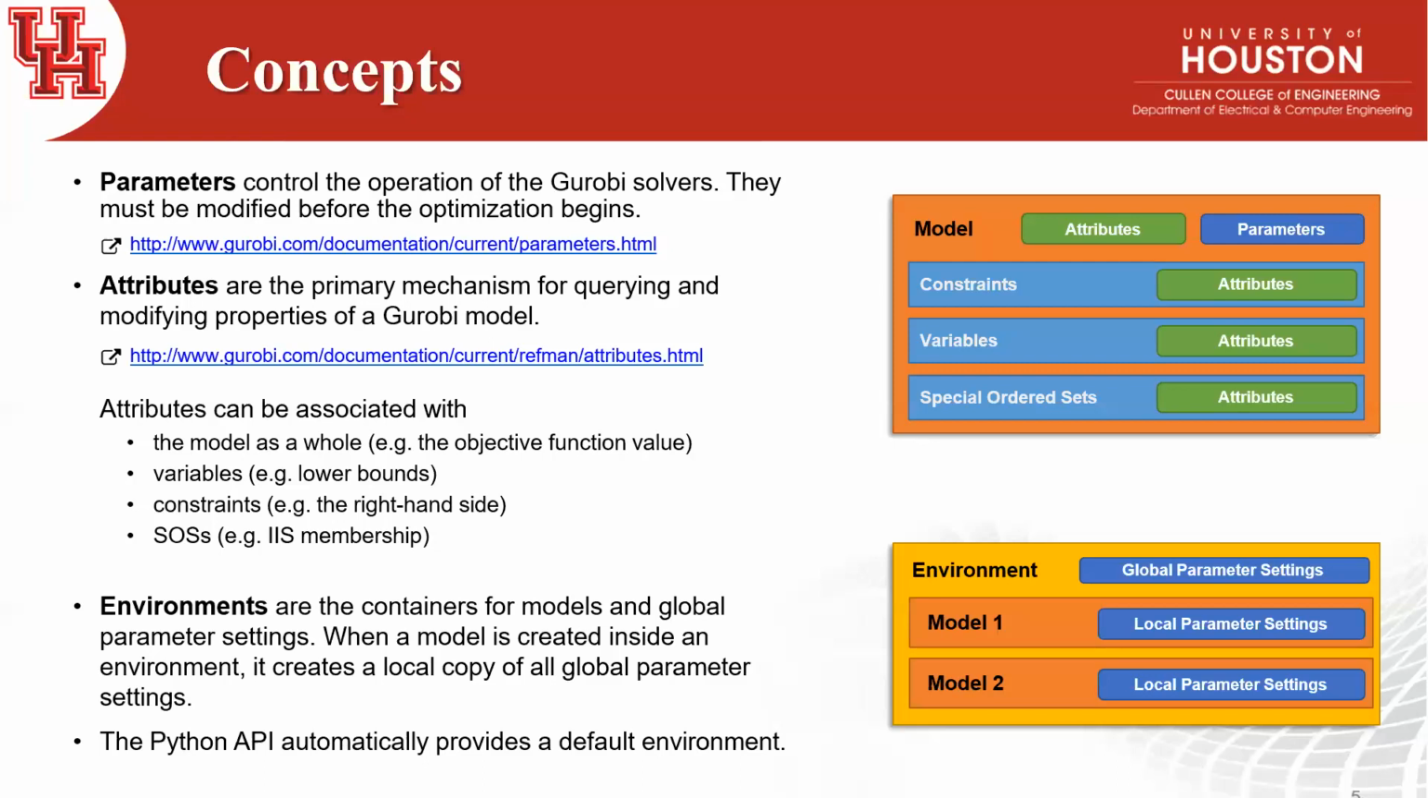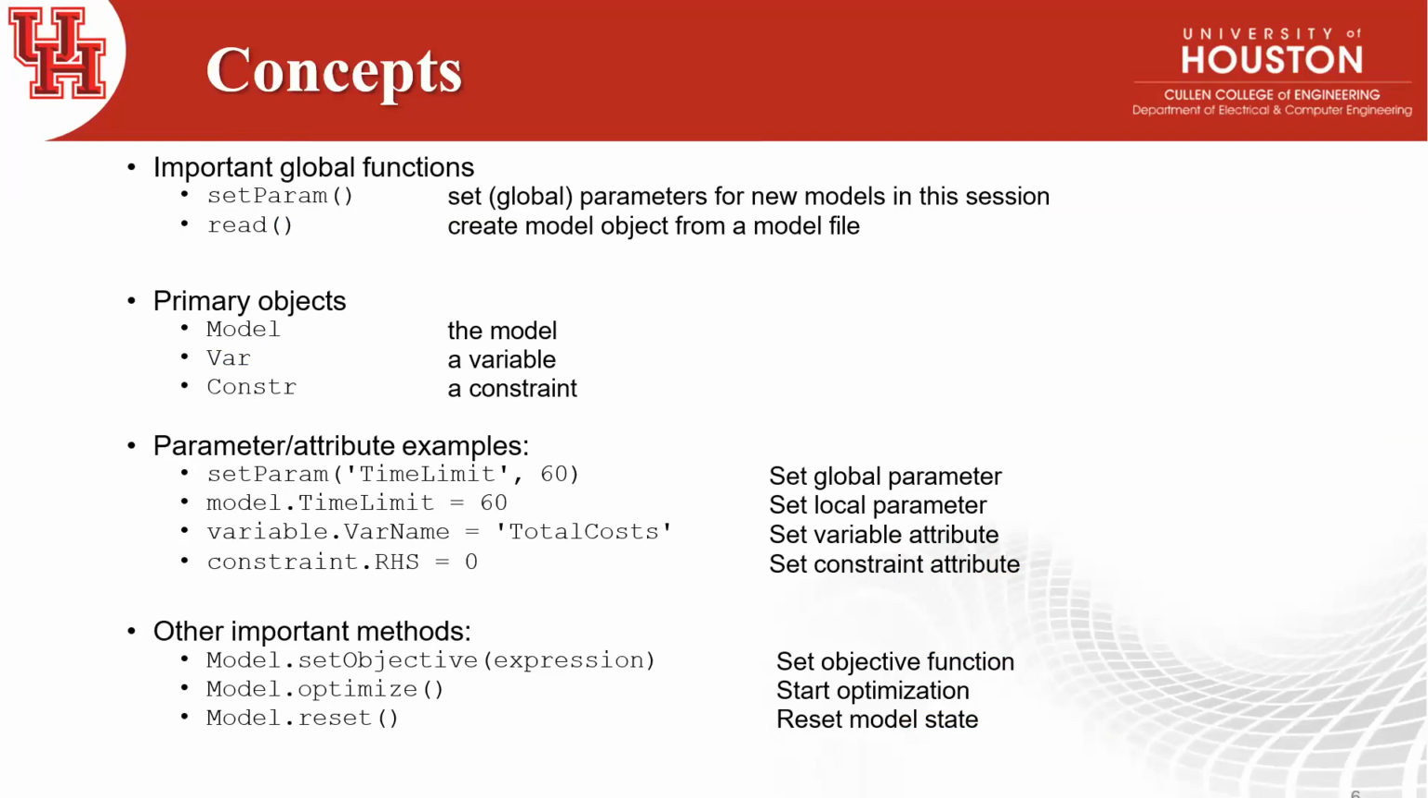These are some examples of attributes and parameters. For example, we have some global functions like setParam and read, and some objects like model, variable, and constraints. They are attributes, and these are parameters. By setting parameters, for example, we can set the time limit. Setting the parameter tells the Gurobi solver you can use at most 60 seconds to solve this model, and this is a global parameter.